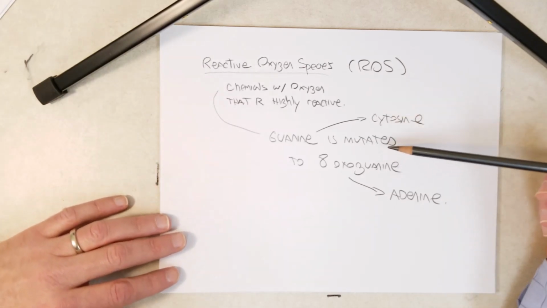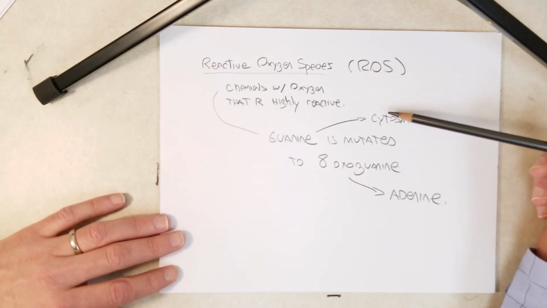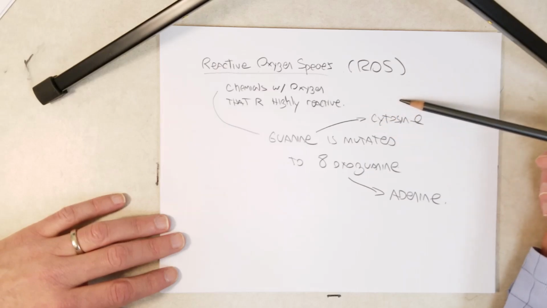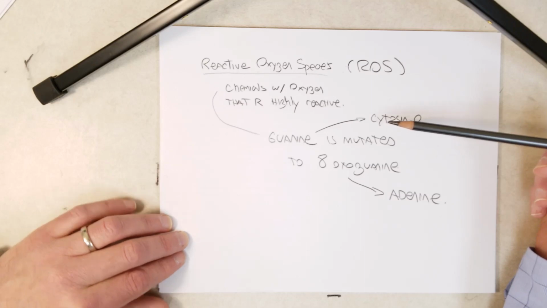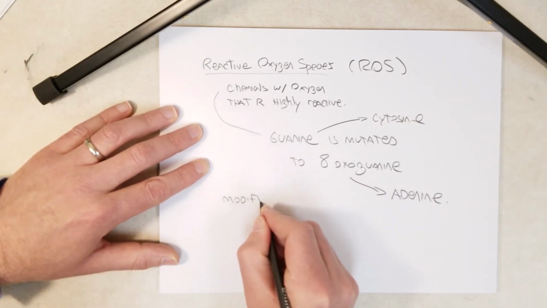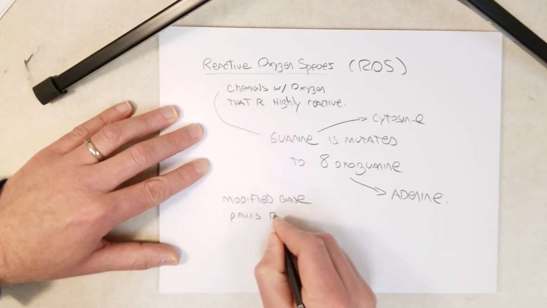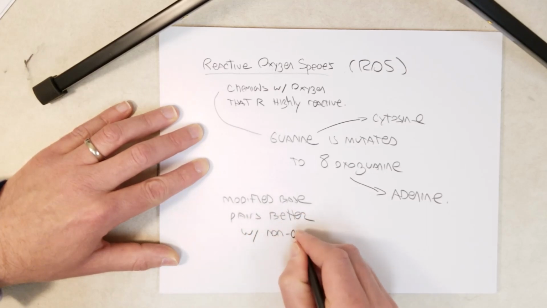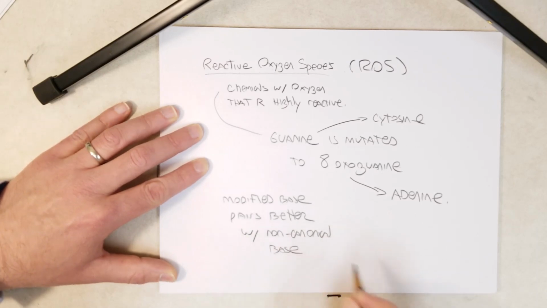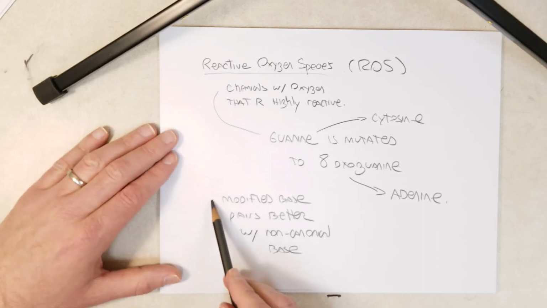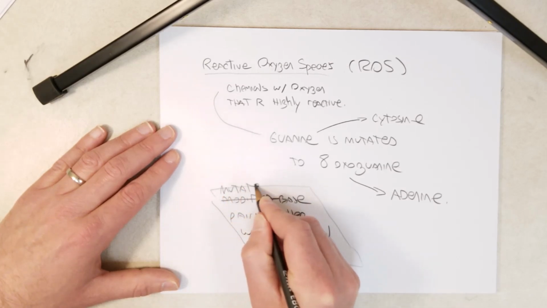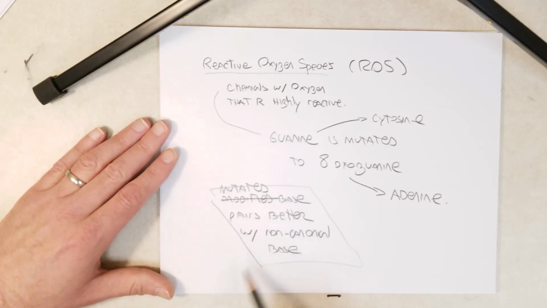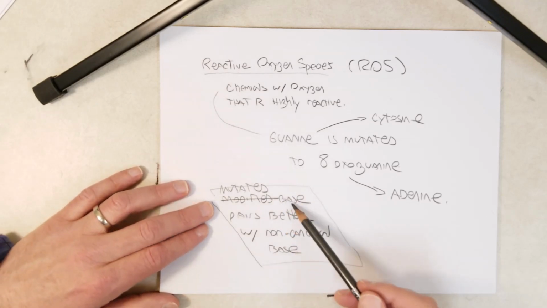So we're sensing a theme here, right? When some chemical is modifying a base in the DNA, and that modified base pairs better with a non-canonical base, the one that normally doesn't pair with the unmodified base, then we can have a permanent mutation, unless that mutated base is fixed before replication.